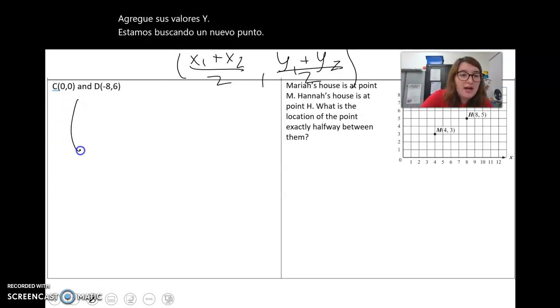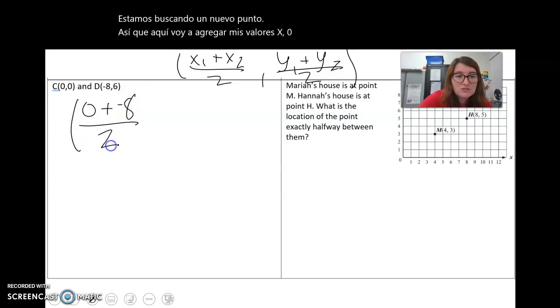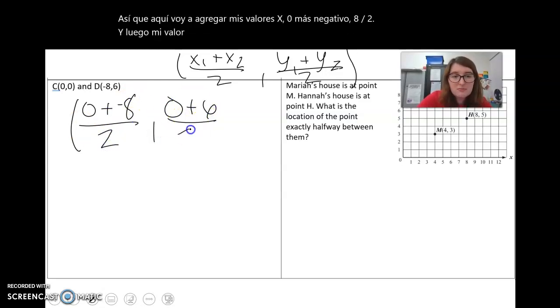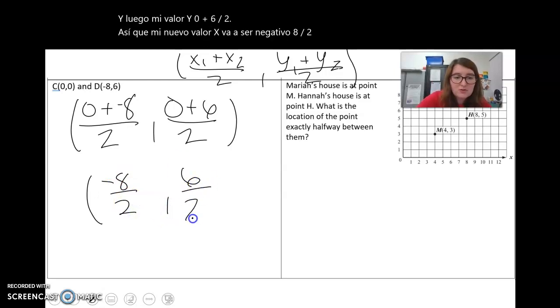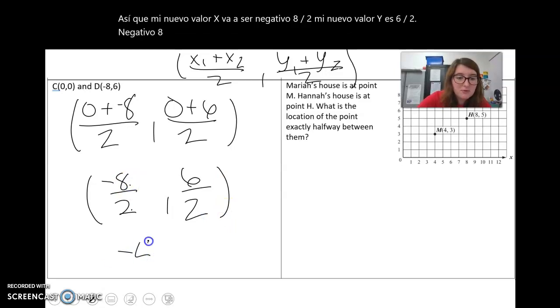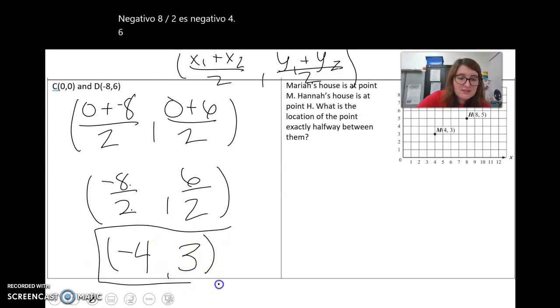So here, I'm going to add my x values, 0 plus -8, divide by 2. And then my y value, 0 plus 6, divide by 2. So my new x value is going to be -8 over 2. My new y value is 6 over 2. -8 divided by 2 is -4. 6 divided by 2 is 3. This is my midpoint.